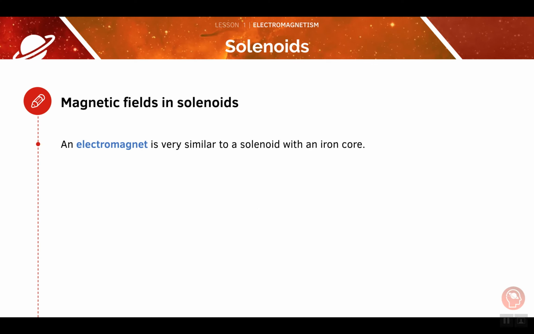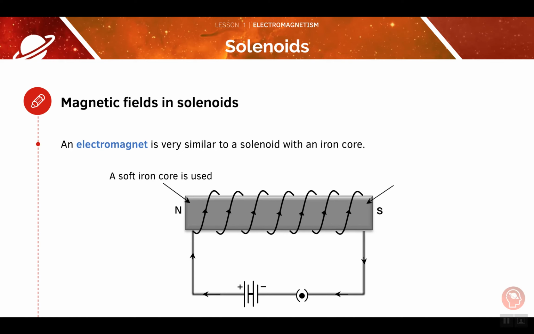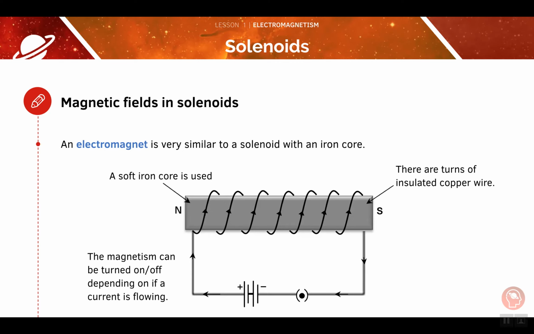An electromagnet is essentially what we've described on the last slide, a solenoid with a core of iron in the middle. A soft iron core is used in an electromagnet, and the coils of wire will go around it. This means we can switch the magnetism of the iron core on or off depending on whether a current is flowing.